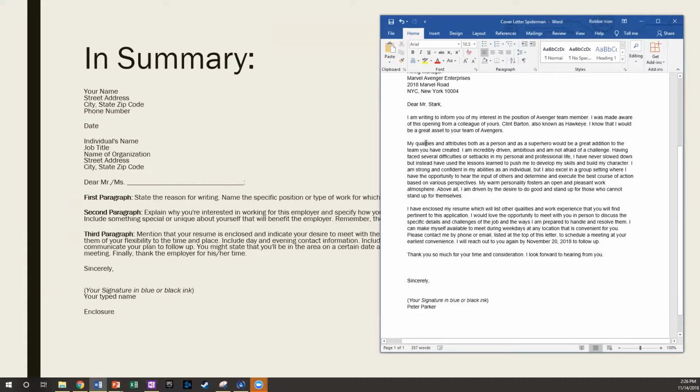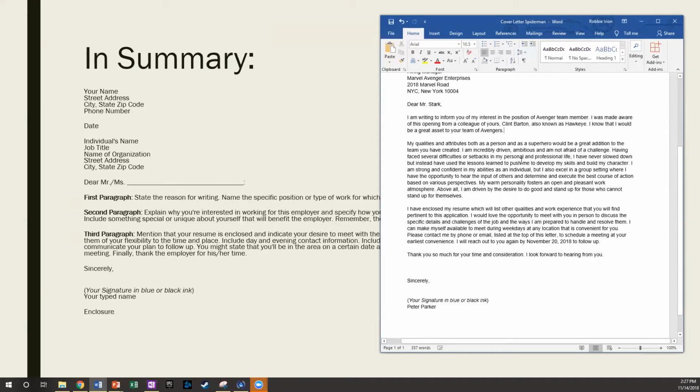Okay, so this is him writing to Mr. Stark. My qualities and attributes, both as a person and as a superhero, would be a great addition to the team you have created. And these are some of his attributes. I'm incredibly driven, ambitious, and I'm not afraid of a challenge. Having faced several difficulties or setbacks in my personal and professional life, I have never slowed down, but instead have used the lessons learned to push me to develop my skills and build my character.